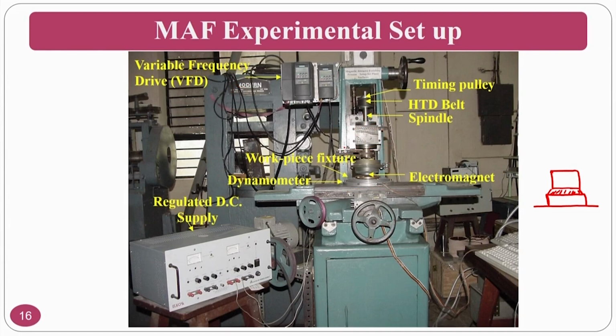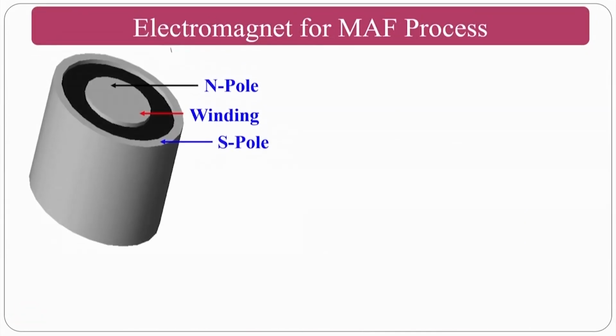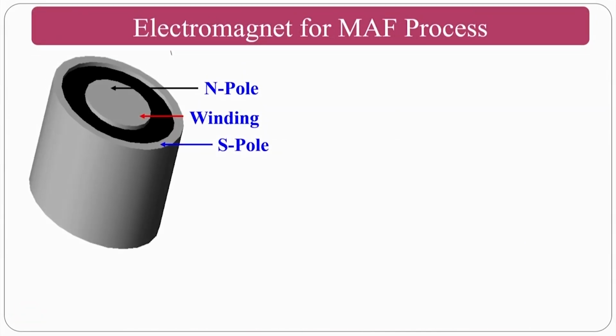So, the electromagnet we will see in more detail in the next slide. If you see the schematic diagram of the electromagnet which acts as a tool, you have a south pole at the surface, a north pole at the middle or the center, and you have the windings. There is always a difference between a permanent magnet and an electromagnet. For people like BTech students, you should have some basic knowledge about the difference between a permanent magnet as well as an electromagnet.